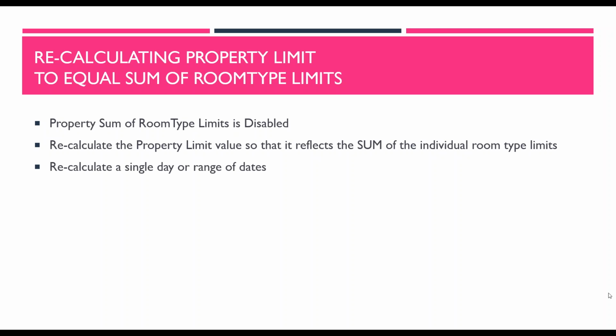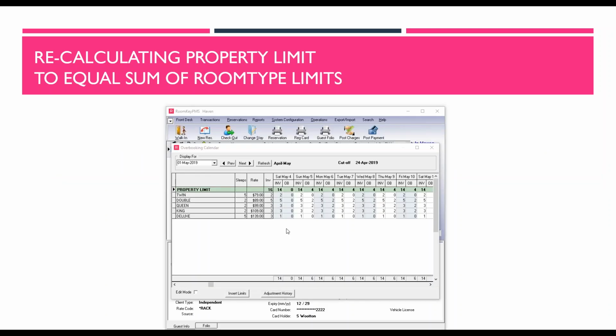So once again, I'm looking at my overbooking calendar for this property that we recently worked with to add in overbooking limits. We can see here the individual room type limits do not equal the property limit. So in order to do this recalculation, I'm going to use the Insert Limits button.